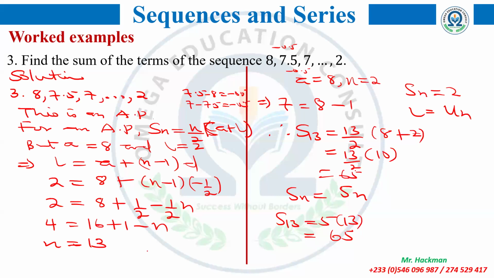Is that clear? So what we were doing up to that point, we had the relation for S sub n in terms of n. There is nothing wrong, only that we need the n. So you use the last term to find your n. Your last term is the same as U sub n. So you know A, you know d, you know L is equal to 2. Substitute and that will help you find your n.